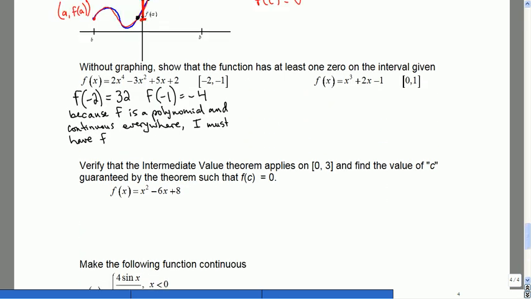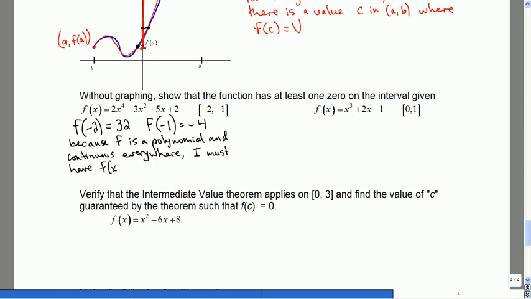Oops, too far. I must have f of x equals 0 at least once in this range because I'm going from a positive of 34 to a negative of 4. And that's what the intermediate value theorem guarantees. So we could verify this similarly here. F of 0 is -1. F of 1 is going to be 2.